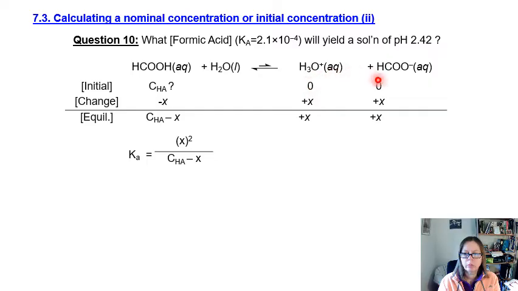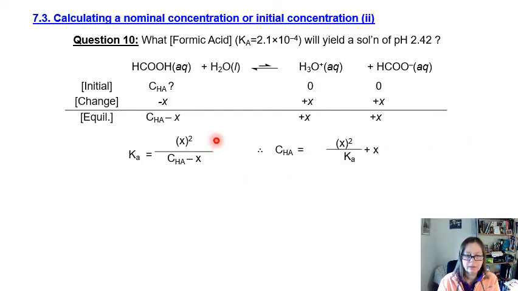Initially, we have no H3O+, no formate ion. There's a change. A little bit of formic acid is converted into H3O+ and formate ion. At equilibrium, we have a concentration of formic acid, which is the nominal concentration minus what has been deprotonated, and the concentration of H3O+ is plus x. The concentration of formate ion is plus x. So we have the expression of Ka for this equilibrium that is going to be x squared divided by C, the nominal concentration, minus x.